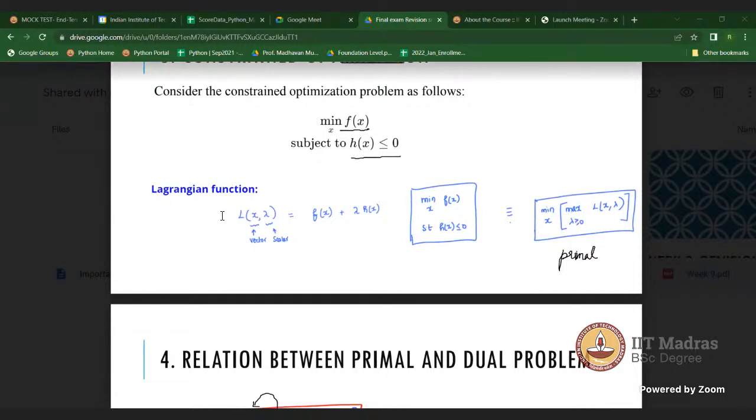Okay. So L of x comma lambda, the Lagrangian function, is clear, right? Yes, sir. It is from week 8.